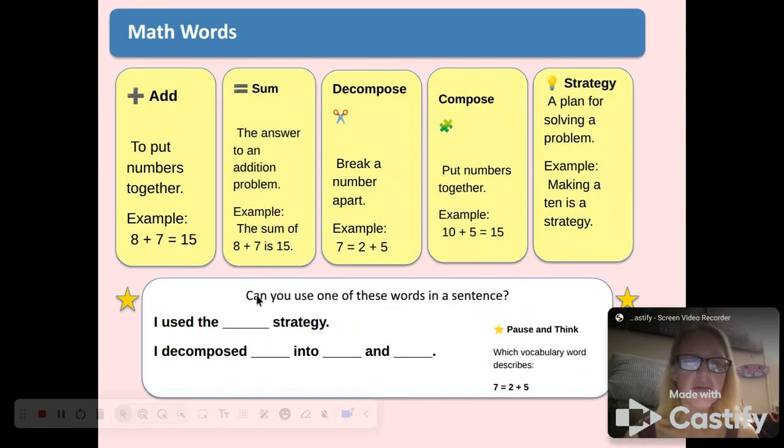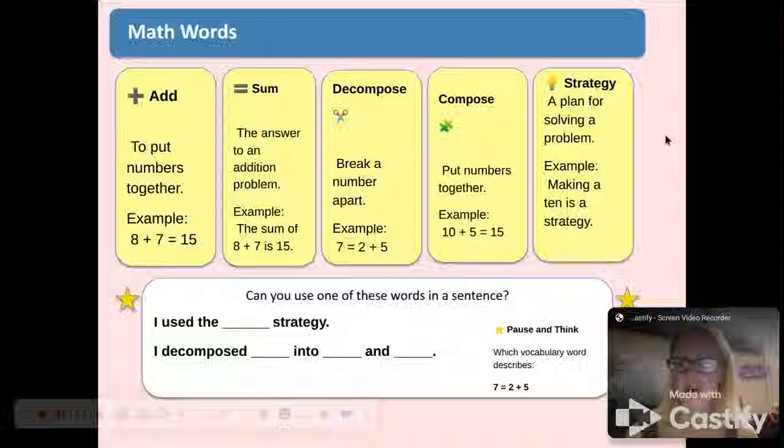So let's see, we're going to do another turn and talk real quick. So can you use one of these words in a sentence? I used the blank strategy, or I decomposed blank into blank and blank. So use these sentence starters to use some of our math words in a sentence with your partner. Go ahead and do that.